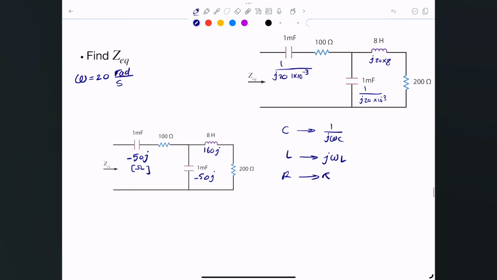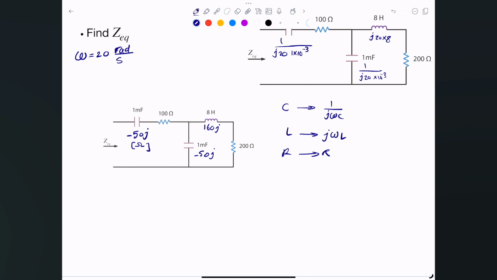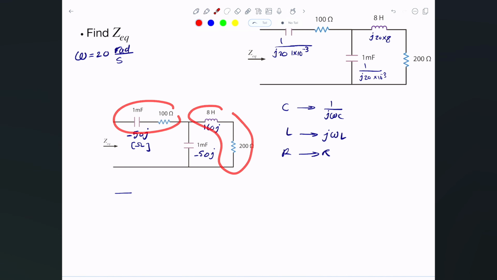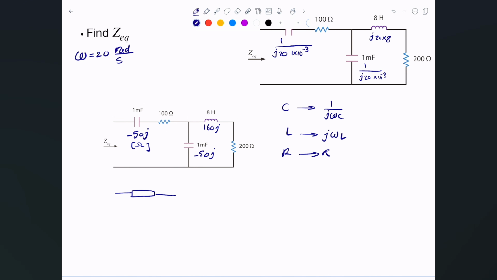All right, now I think we have everything we need to compute the Z equivalent. These two can be combined now. Yes, it's an inductor and a resistor, but now we're dealing in the phasor domain. Everything is in the phasor domain, so we can combine them. What's the combination of these two elements? I'll combine these two together, and these two together. What we end up with is the Z equivalent here is 100 minus 50j.